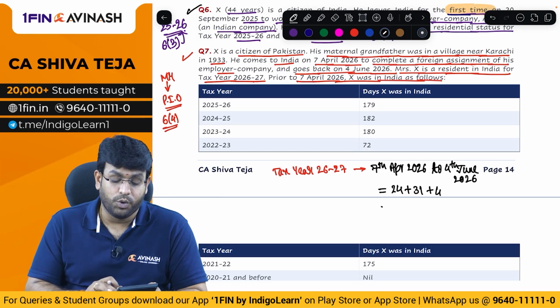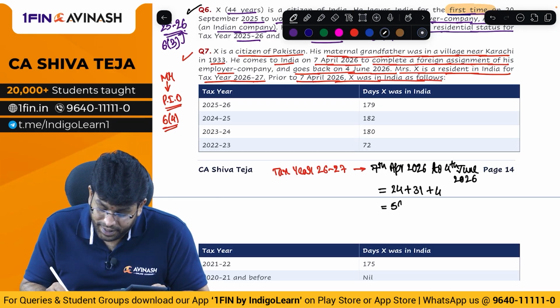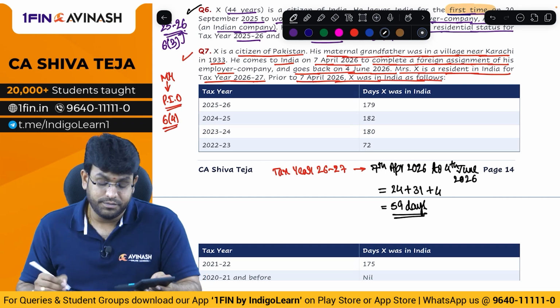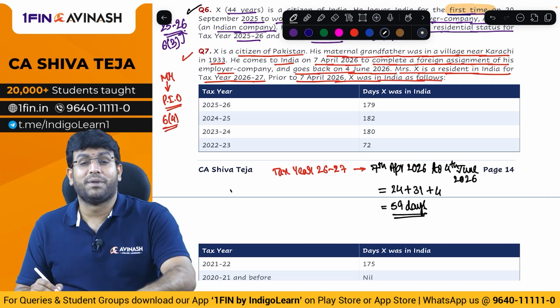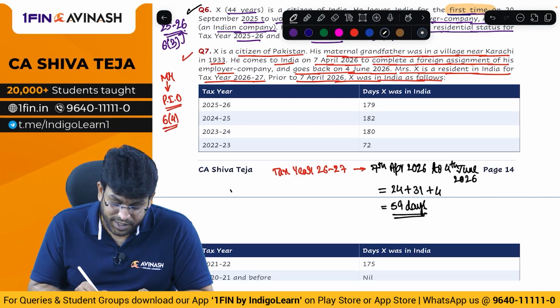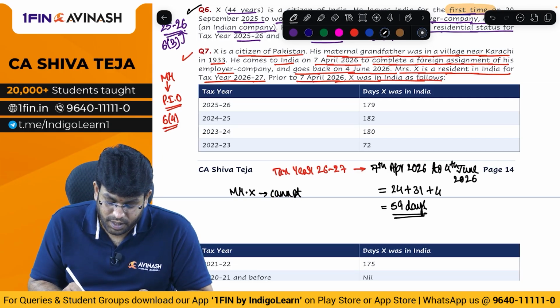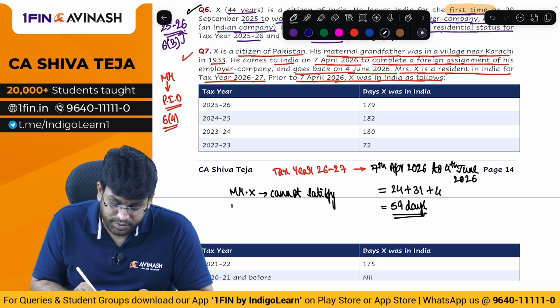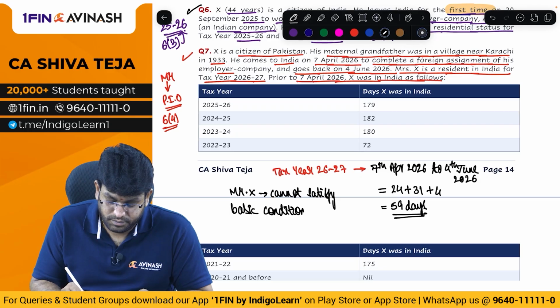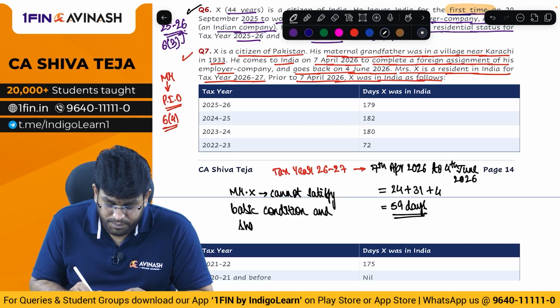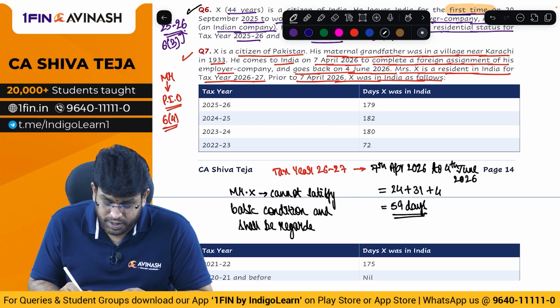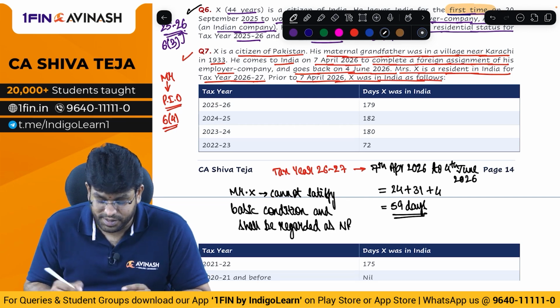24 plus 31 plus 4, which is coming to 59 days. Understanding, my dear friends? And since it is 59 days, Mr. X cannot satisfy the basic condition, and shall be regarded as non-resident.